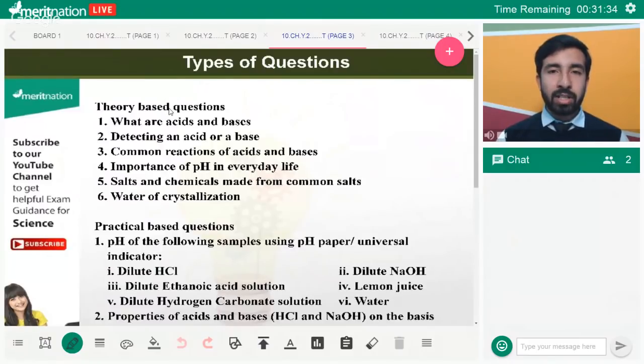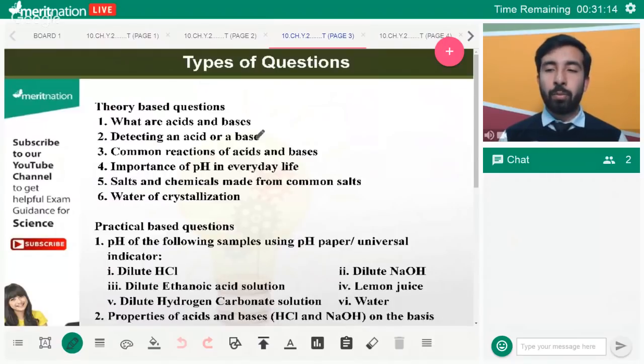We have theory-based questions. So you can be asked in your exams, what are acids and bases? You can be asked about their physical properties. You can be asked about their chemical reactions. How do they react with metal oxides? How do they react with metals? How do they react with each other? The next part is detecting an acid or a base, which includes your indicator part.